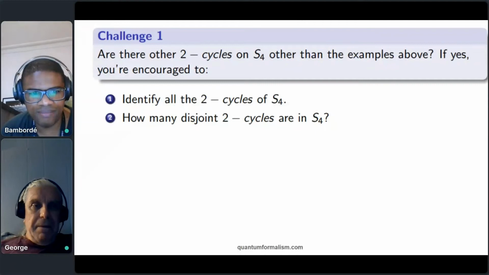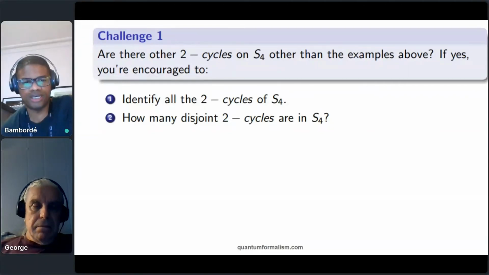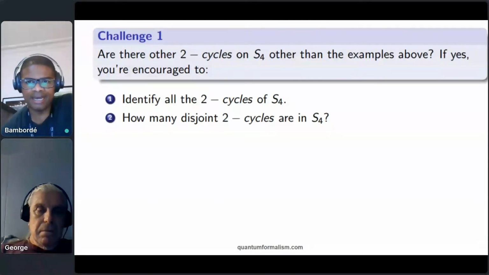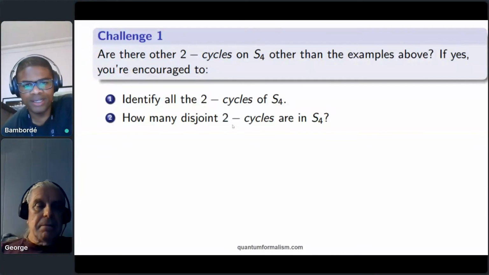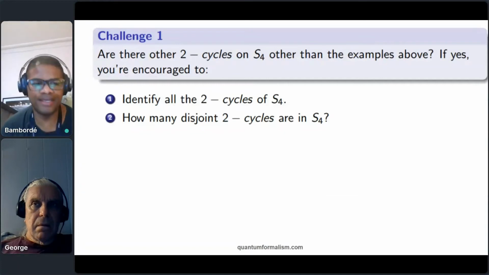Okay. Yeah, it actually makes sense. The question is asking whether there are any. If yes, then identify all the 2 cycles of S4. And then the second question is how many are disjoint. You know what disjoint cycles are in the abstract, in the definition. Go back to slide 1. How many disjoint 2 cycles are in S4? But first, you need to identify all of them, ideally, and then find out.